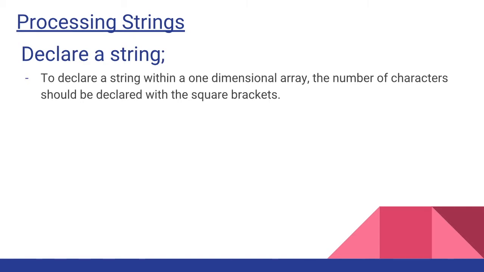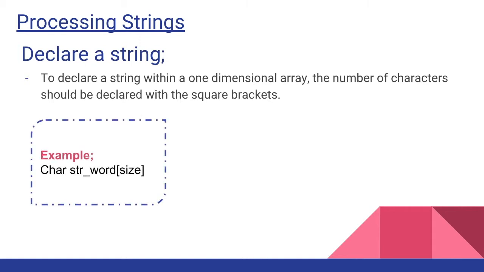So, processing strings. Firstly, what is a string? Well, a string is an array of characters to form words or numbers to make a statement. To declare a string within a one-dimensional array, a number of characters should be declared within square brackets. An example of this would be char str_word, with the size in square brackets.